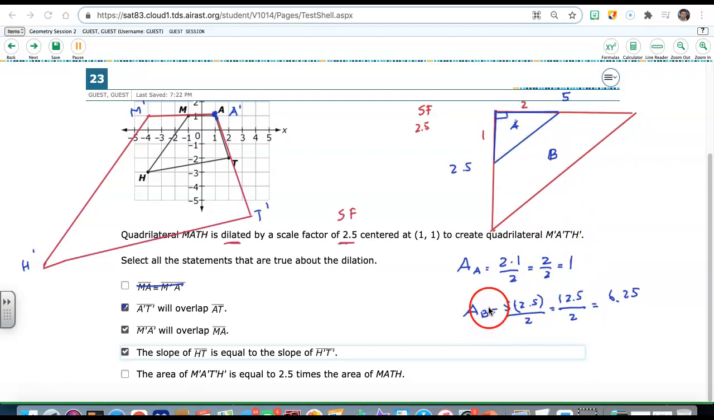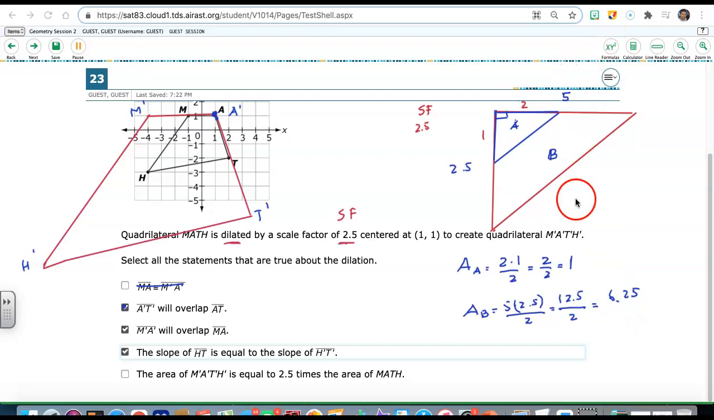Now the big one. My scale factor is 2.5. So this is 2 times 2.5, which is going to give me 5. The blue triangle, this side is 1. My scale factor is 2.5, so 1 times 2.5. The big triangle is 2.5. That's going to be my base, and this is going to be my height. Area: base, 5 times 2.5 divided by 2. All right? 5 times 2.5 is going to give you 12.5, divided by 2 is 6.25.